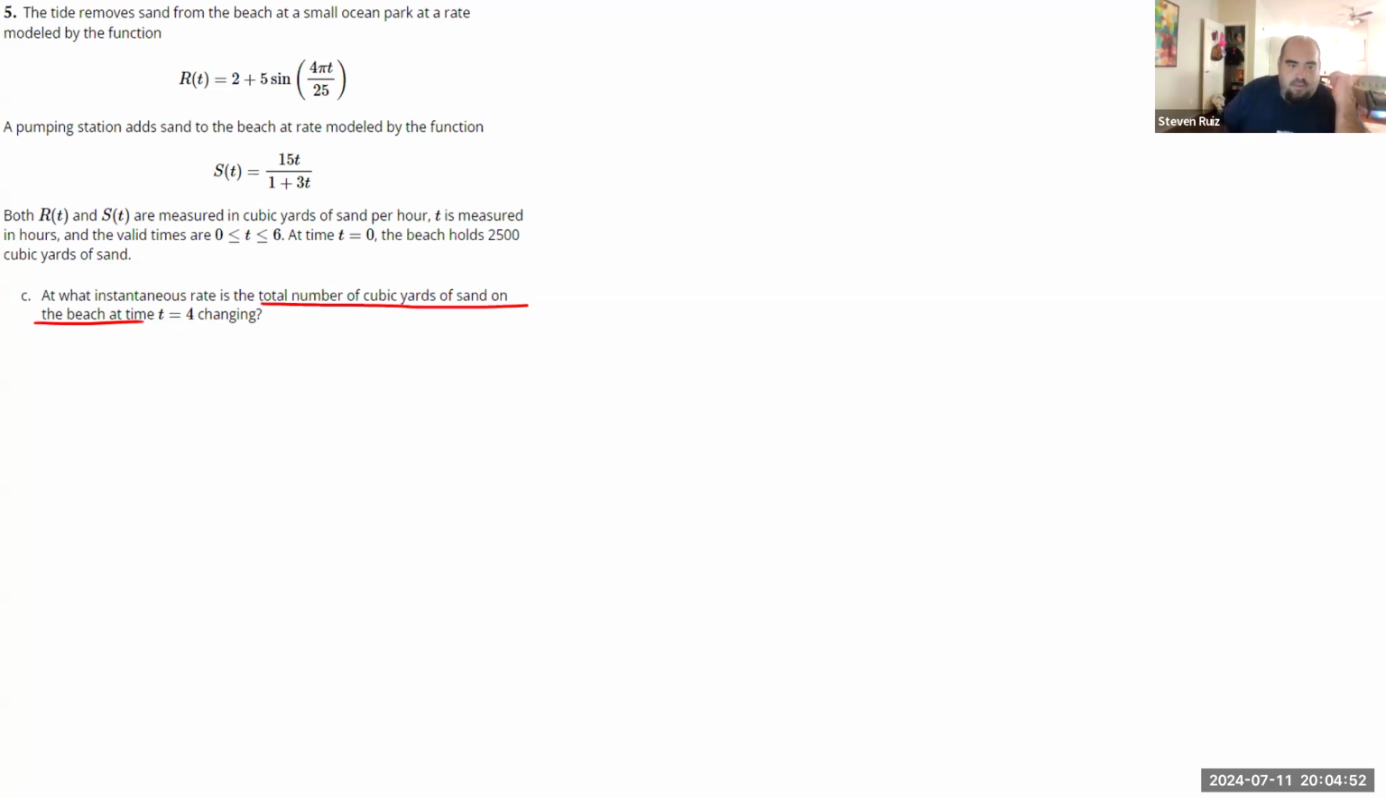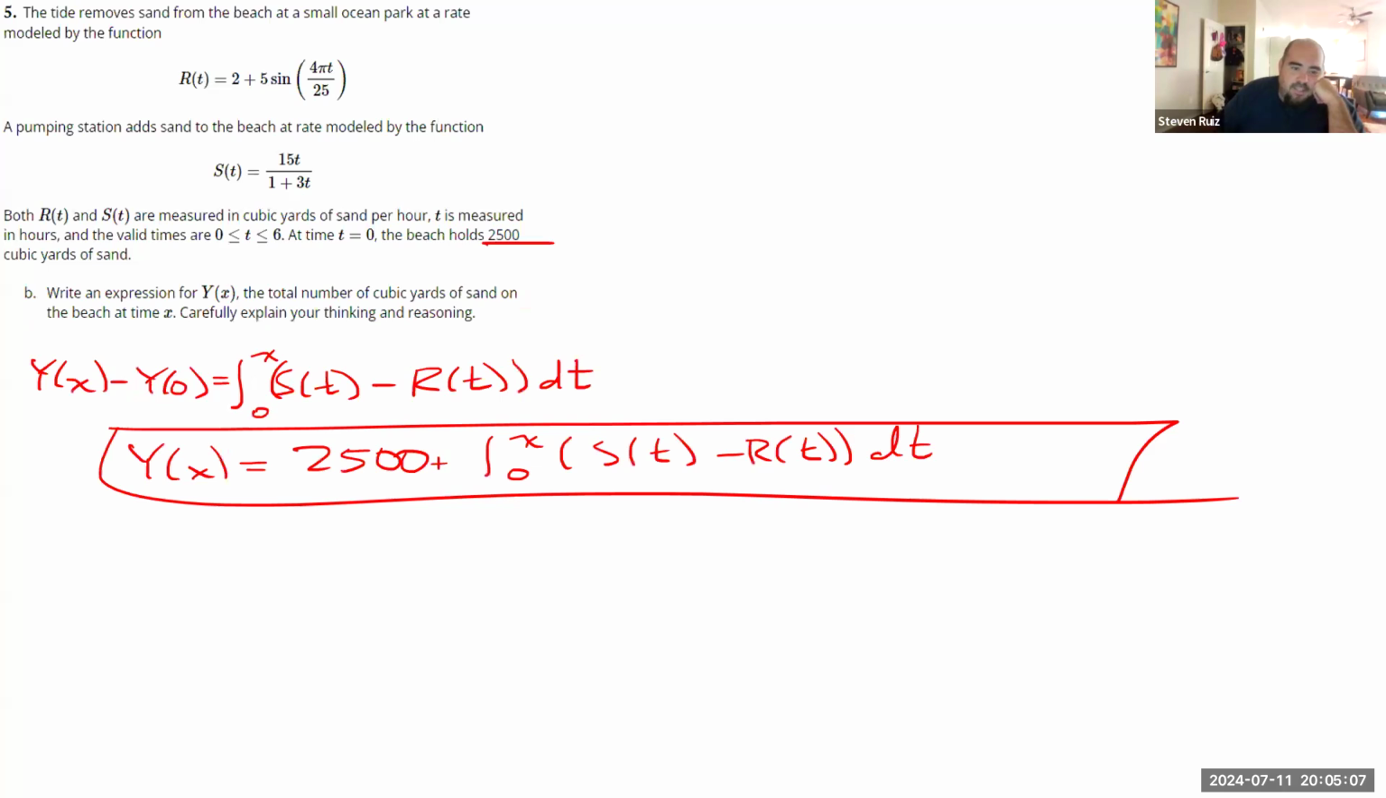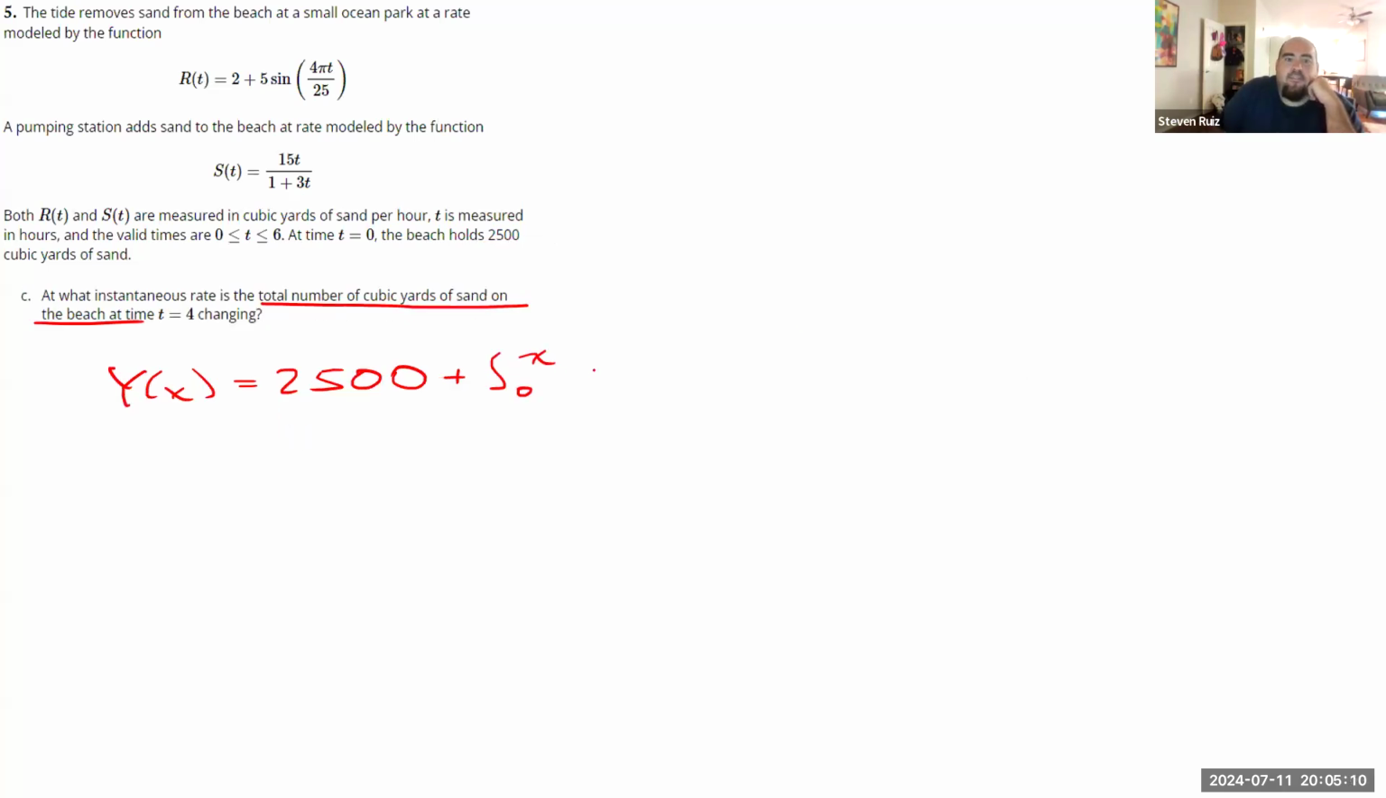So let's borrow it. We know that y of x is equal to 2,500 plus the integral from 0 to x of, should be s minus r, right? S minus r, of s of t minus r of t, dt. Okay. I want to find the instantaneous rate of change of this function.